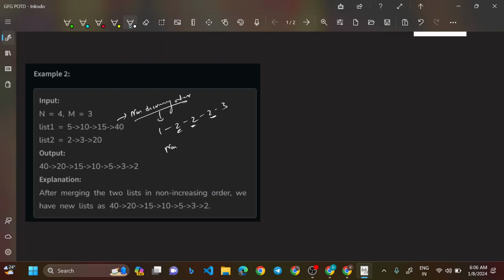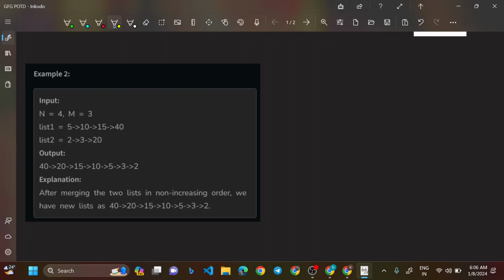Similarly, when they say non-increasing, the pattern might be like 3 2 2 2 1. I hope I'm making some sense. So this is the thing that has been given. This is the first linked list, and this is the second linked list that has been given.